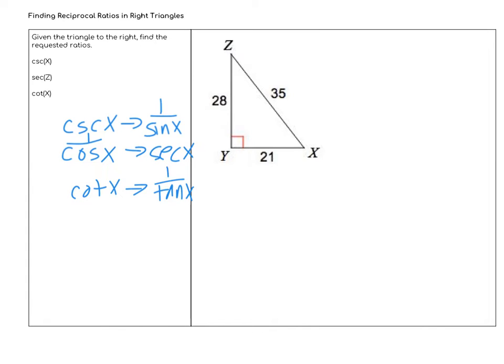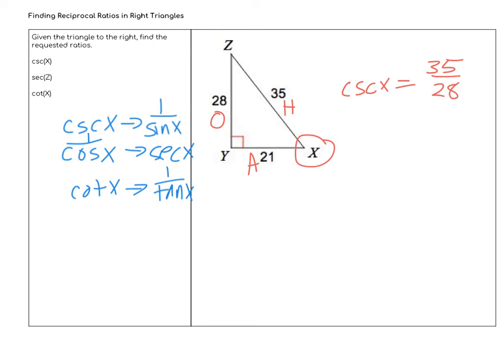So the first thing I might do is identify the angle we're looking at. So for cosecant of x, we're looking at angle x. Let's label my sides based on this. We've got the hypotenuse going straight across. We got the opposite and the adjacent. Now, we're looking for cosecant of x. And we said that was going to be the reciprocal of sine of x. So if sine would normally be opposite over hypotenuse, cosecant would be hypotenuse over opposite, which is going to be 35 over 28.